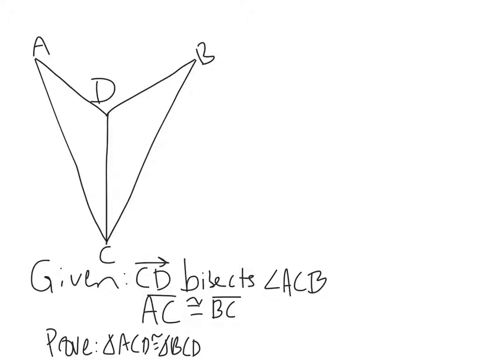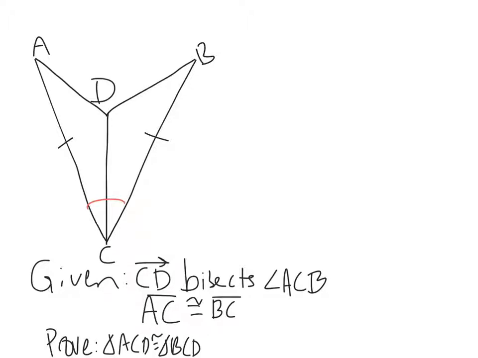All right, so I've got a couple of triangles here, and my given says that CD bisects angle ACB, and also that AC is congruent to BC. Well, I know what AC congruent to BC means, but what does CD bisecting ACB mean? It's taking this angle right here, ACB. Why don't I just mark it.